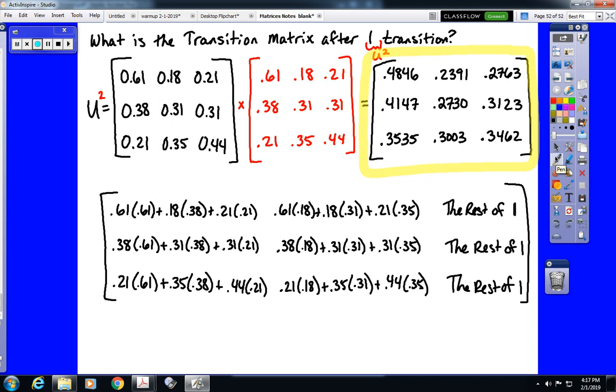That does it for transition matrices. Hopefully at this point you feel confident that you could turn survey data into a matrix or a diagram, and that you could tell me such a matrix after 1 or 2 transitions. And for a 3x3 it will only be after 1 transition.